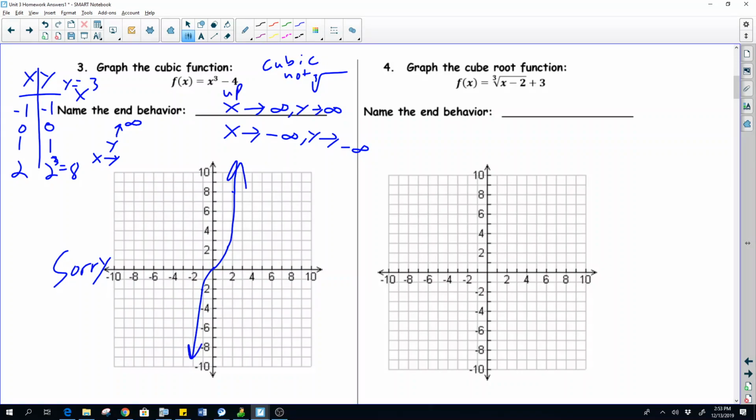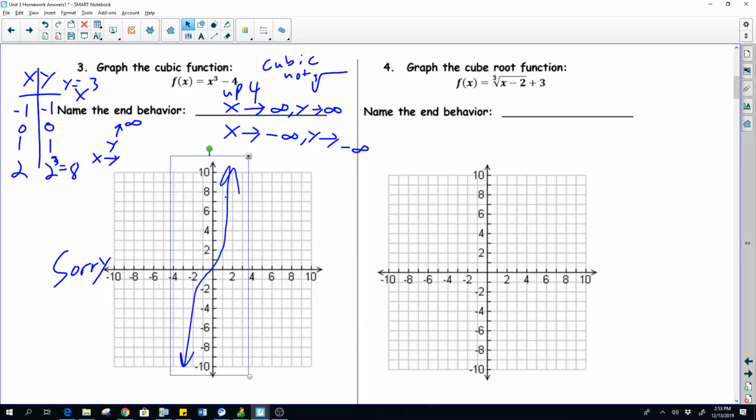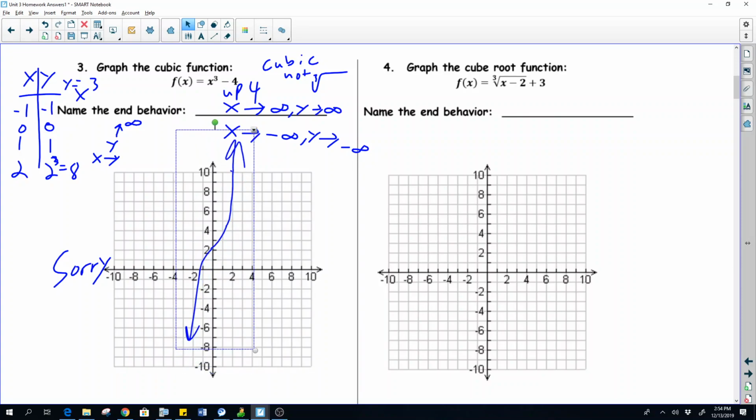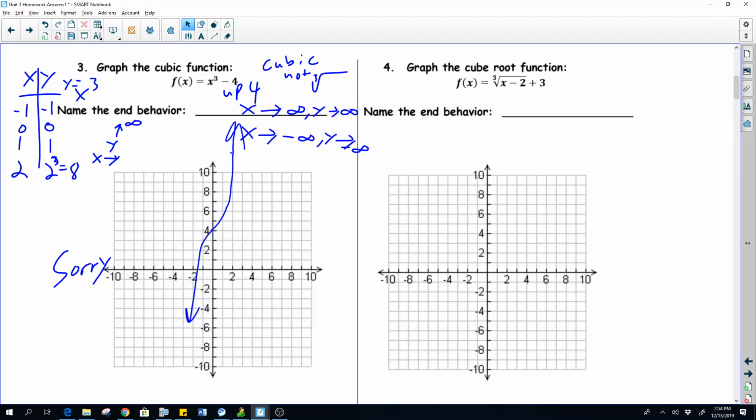Now it's saying that we have to go up 4. So we're going to shift that sucker up 4. Let's combine it first. So we're going to go ahead and shift up 4. Do it with me. Ready? So we're going to go 1, 2, 3, 4. So there is our cube root function. Let's move our end behavior there. So there's our cube root function.